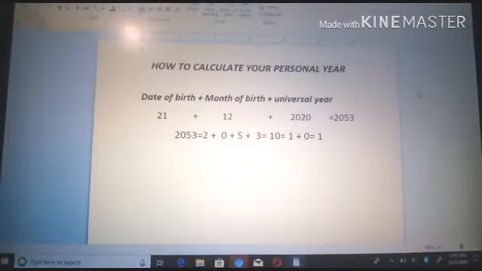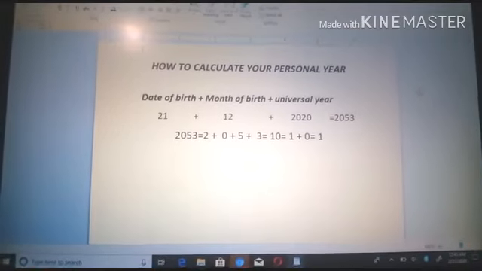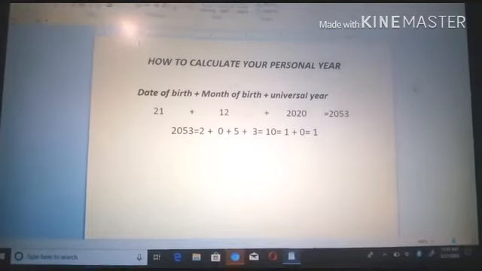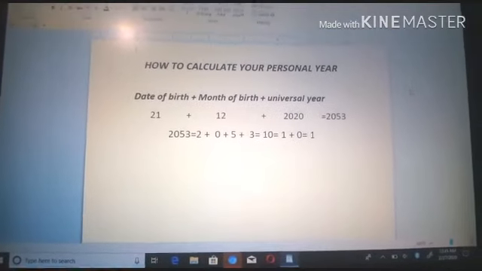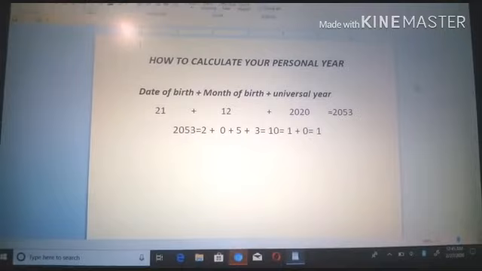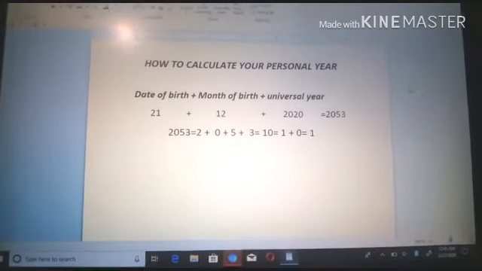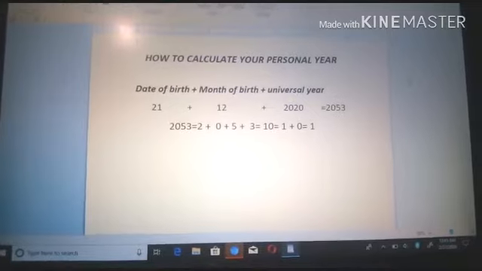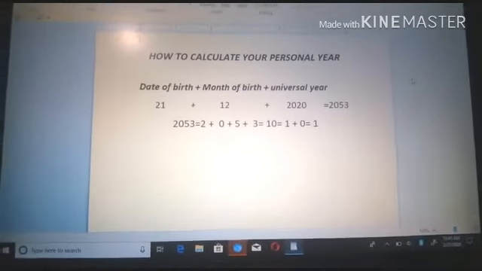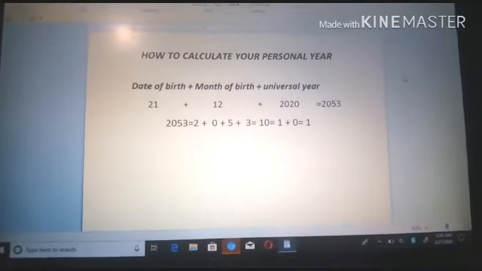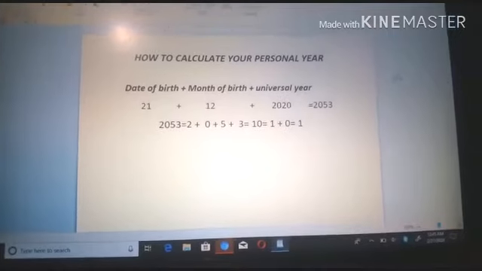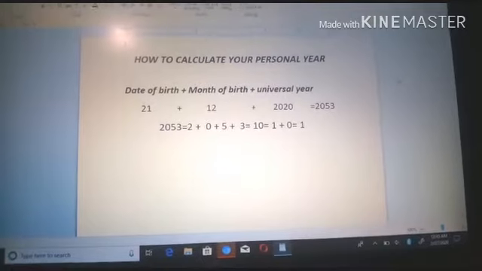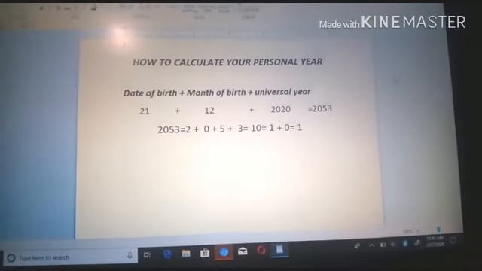So it gives us a result of 2053. But the result we are looking at here is a result with only one digit, I mean a result between 1 and 9. So any result beyond 9 has to be reduced also. So here we have 2053, so we need to reduce it also.